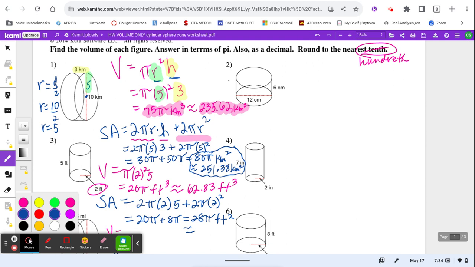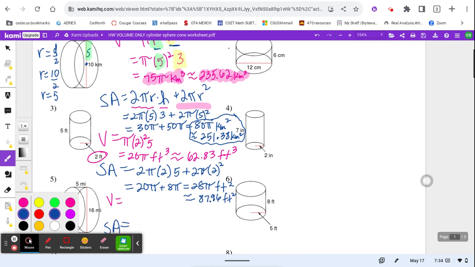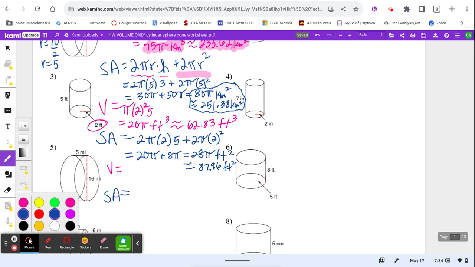87.96 feet squared. Surface area is squared because area is squared and volume is cubed.